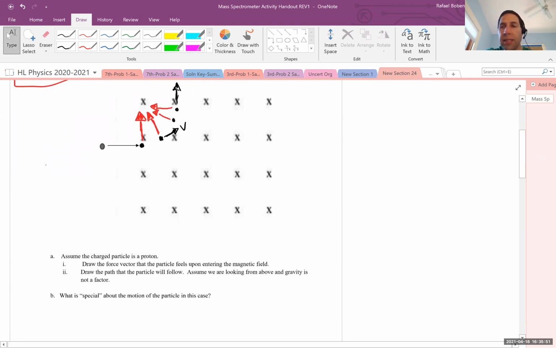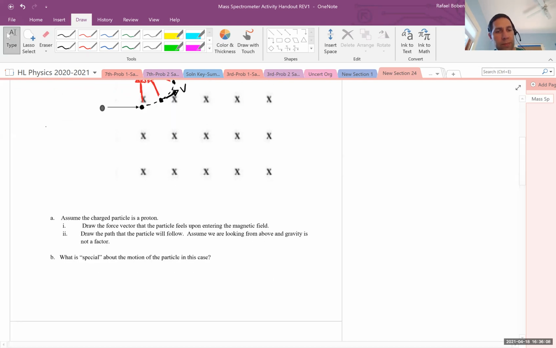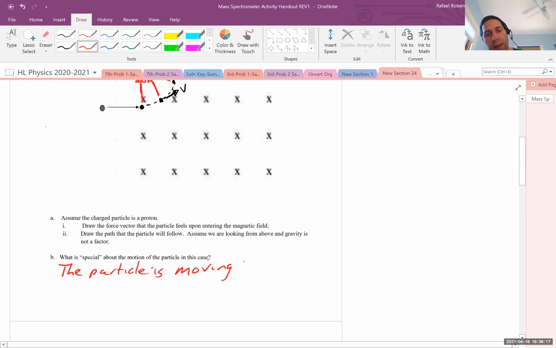So this gets to question part B, right? What is the particle doing? It is moving, and I'm just going to use dotted lines here to show it, but this particle is going to move in some sort of circular motion. Okay, so we can say here, what's special is that the particle is moving in a circle, and not just any circle, but it's a special kind of circular motion.